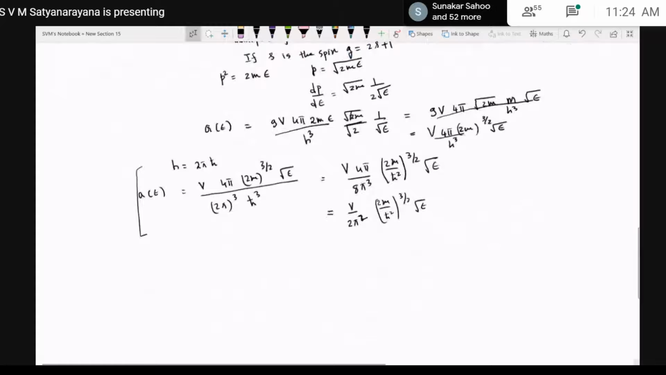And now once you know this, you can write it in the following fashion. So our starting point is that we have this density of states, A of epsilon, which is called density of states. Because you remember why we were interested in density of states. So the density of states is to convert a summation into an integration. So the density of states here is given by V into 4 pi V, okay, into twice m by h square to the power 3 by 2 into root of epsilon.